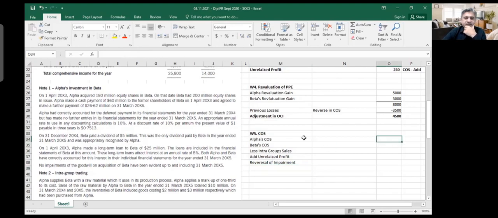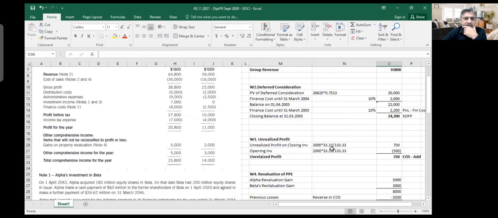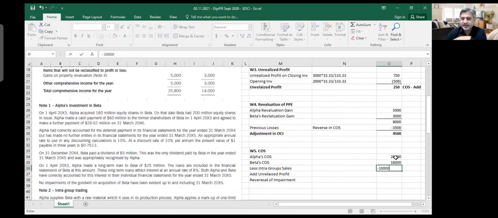So Alpha's cost of sale was given here as 26 million and 16 million. So I will take 26, 16, straight numbers. And intra-group trading less 10 million. Add back unrealized profit. Unrealized profit is only 250. I'll take it from here. And then this thing, 3500, so what should I do? This 3500, should I take it as minus or as a plus? Should I write down 3500 like this, or should I write down 3500 with minus sign? Please tell me.